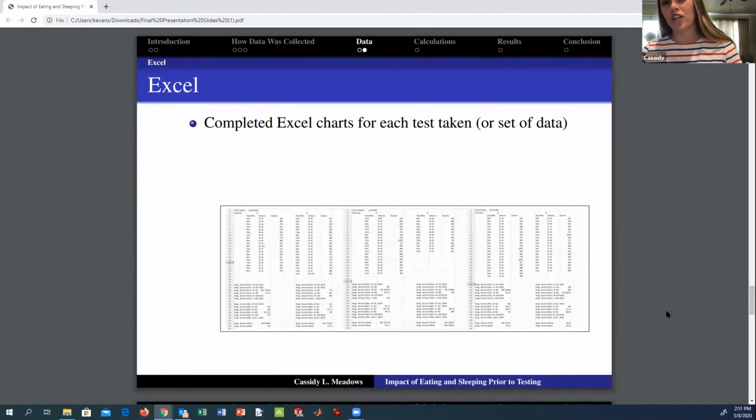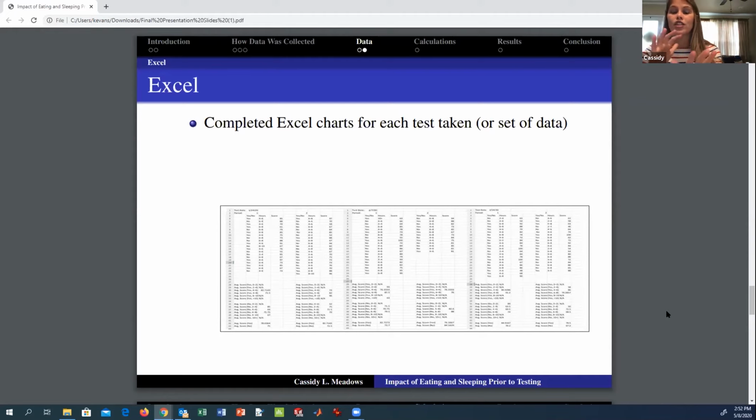So here's a picture of my completed Excel charts for each test taken. I had 5 different sheets on Excel, one for each test day, but I only included 3 here so y'all can get an idea of how I organized it. At first I took a lot of averages. I did more calculations, but at first I just wanted a visual idea of what my results looked like. So I took the total average of the yeses and the total average of the no's. So the average score of the students who answered yes, they did eat, and no, they did not. And I did this for each period within each test.